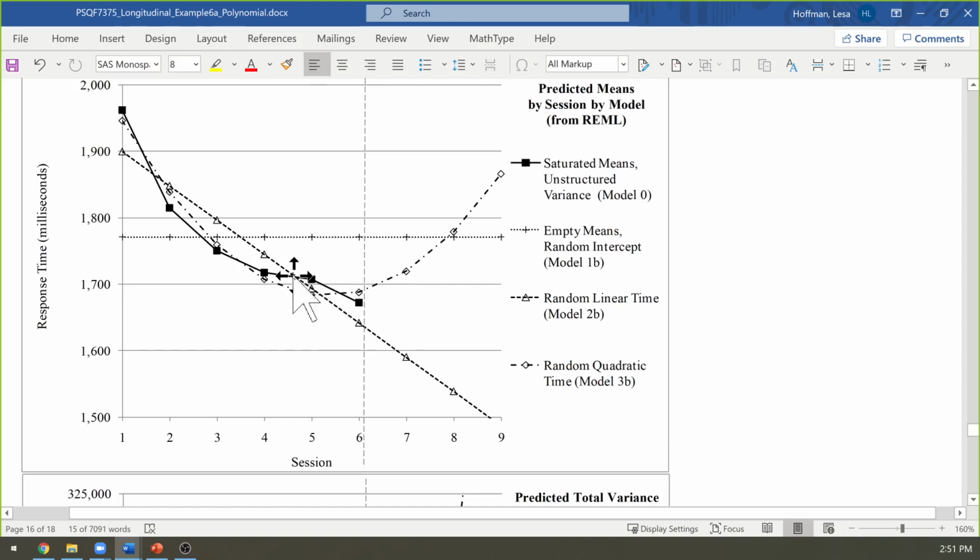I did want to highlight, though, theoretically what each of these models suggests is going to happen if I were to add another occasion. And so I plotted out these trajectories out past session 6 out to session 9. The linear model predicts that response time continues to decrease at the same rate forever and ever. The quadratic model predicts it's going to come back up. So from a theoretical perspective, neither one of these is great. But if we just look at the fit of the model to the means, what I need to do is to find a way to add in the extra parameters that it would take to get from quadratic to saturated.